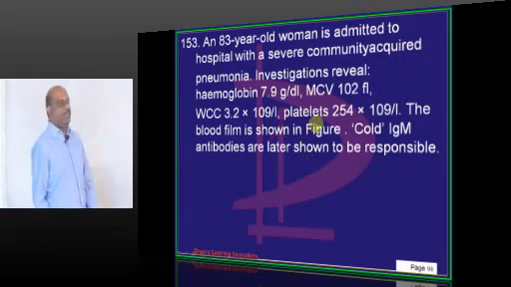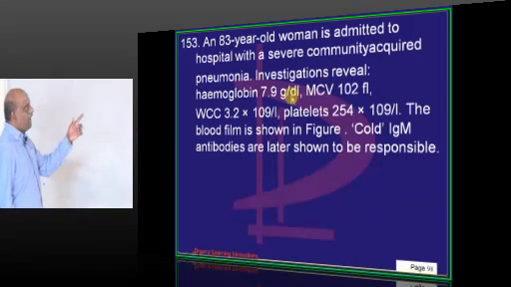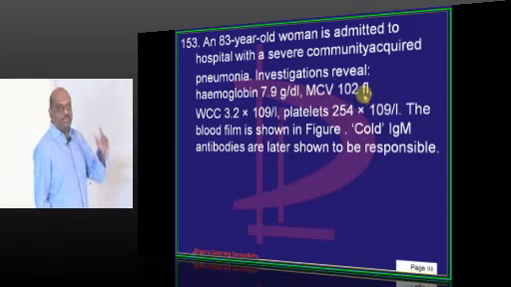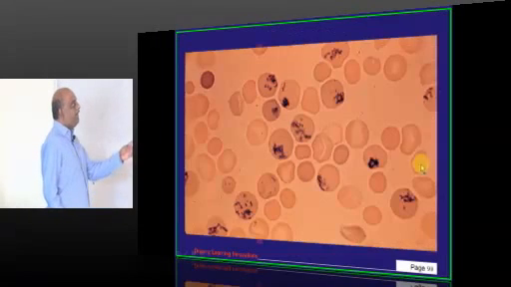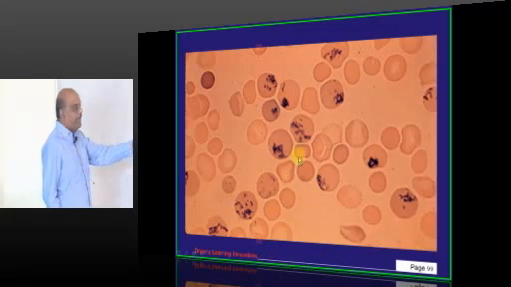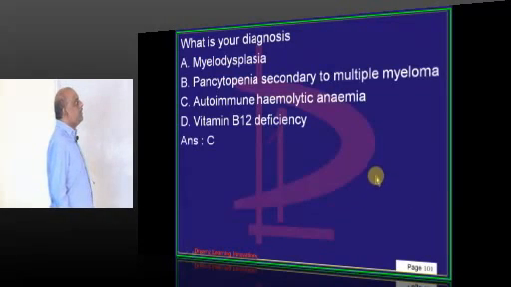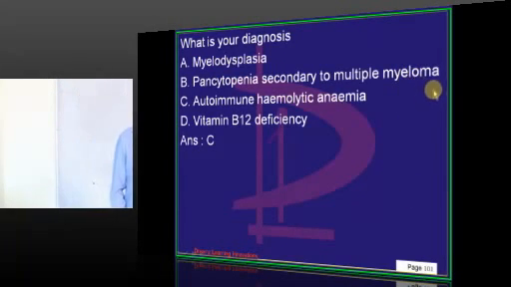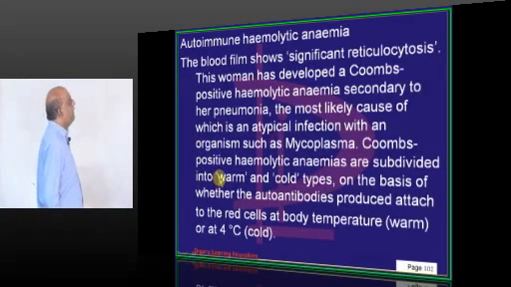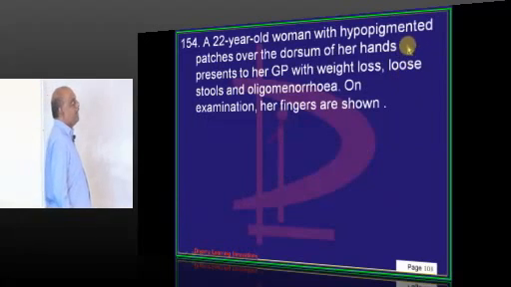An 83-year-old is admitted with severe community acquired pneumonia and is found to have a hemoglobin of 7.9 but MCV 102, and the blood film is showing significant reticulocytosis. A significant brisk reticulocytosis is indicative of hemolytic anemia. So which pneumonia is known to lead to autoimmune hemolytic anemias? Typically mycoplasma associated pneumonias. So Coombs positive hemolytic anemia can occur in mycoplasma pneumonia, is what you need to appreciate.